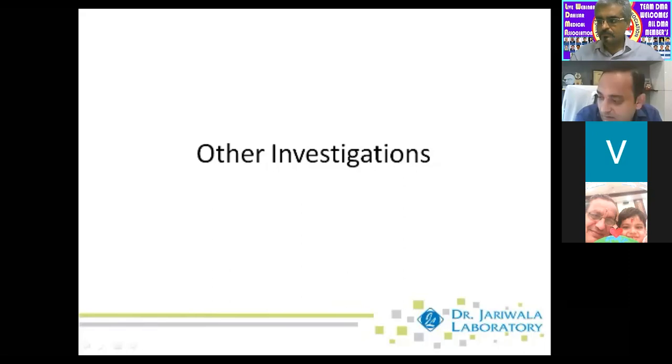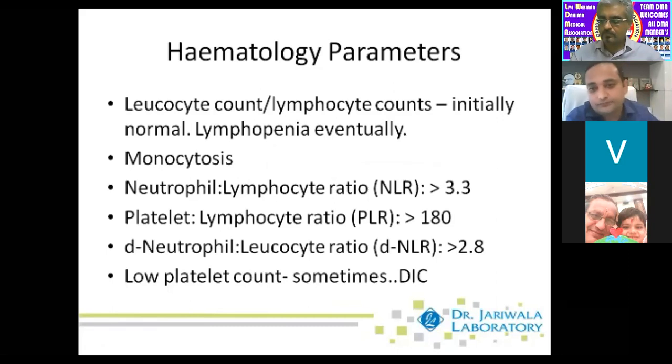Now this was for the diagnosis of COVID. We move on to other investigations, which are either follow-up or supportive investigations. Next slide, please. The first one is the hemogram or the CBC. Now, there are certain hematology parameters which are of importance.